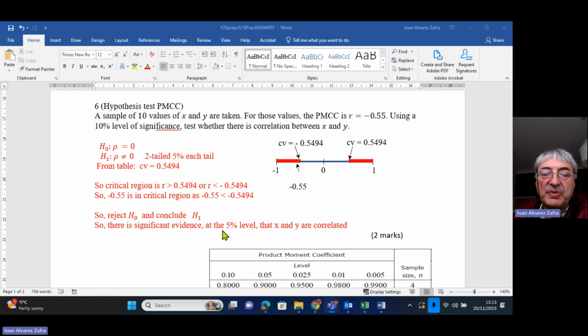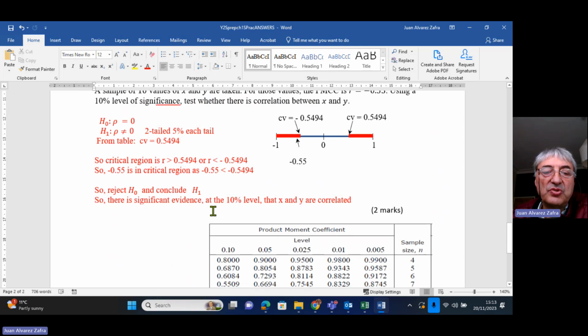There is evidence at the 10% level, so that should be changed to 10%, that X and Y are correlated. Of course, it was 5% each tail, but the total significance level is 10%. And so we conclude that H1 is true, and H0, that they're uncorrelated, is not true. Okay, I hope that was useful.